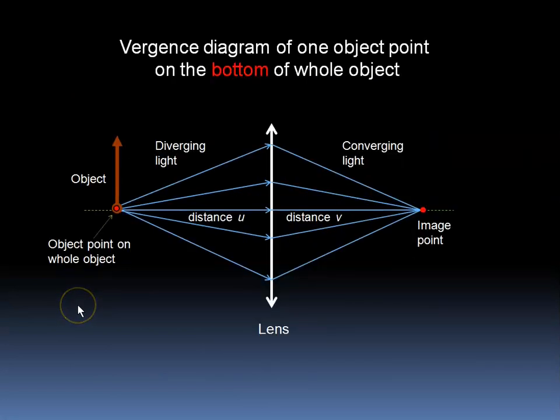In previous diagrams, we drew only object points to show image points. Here we show an object point as one point on the surface of a whole object. The bottom point of this object gives off divergent rays, and these rays form an image point. There are an infinite number of points on the object, all of which give off diverging light. However, we have only shown the point at the bottom.